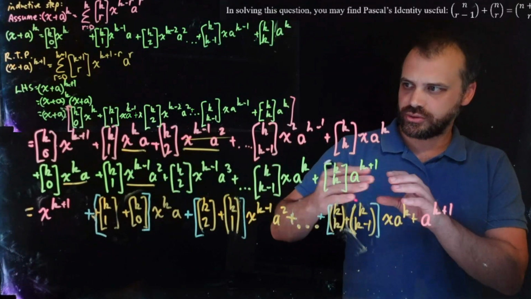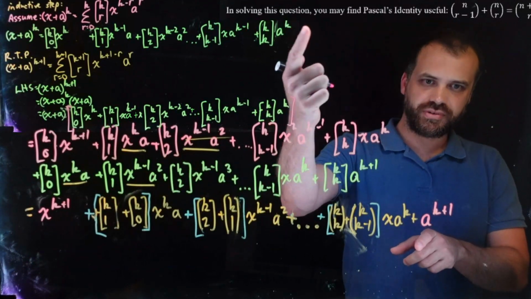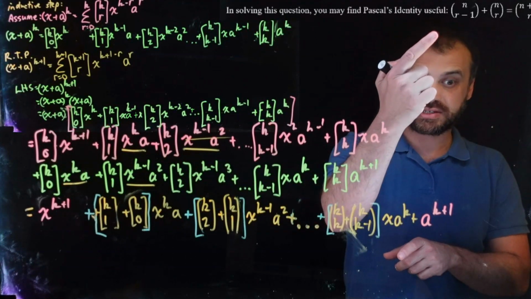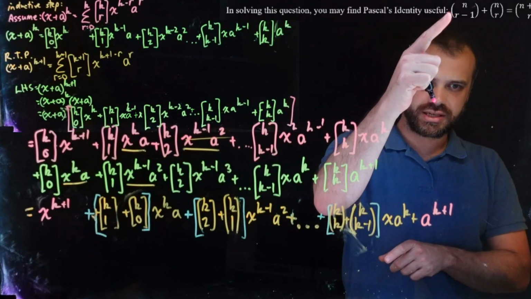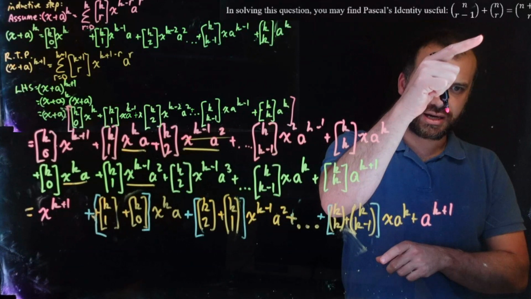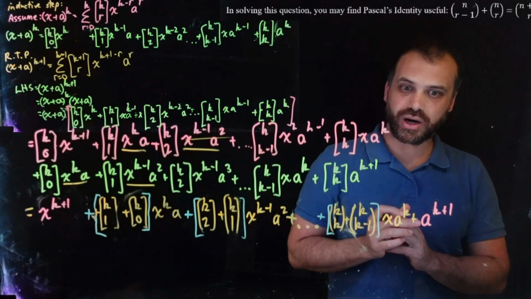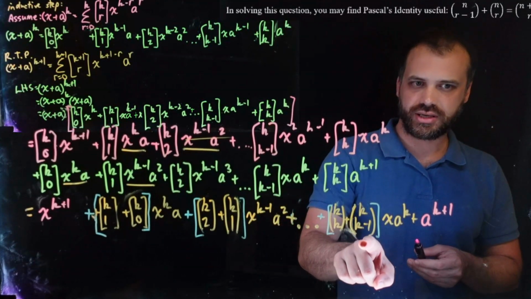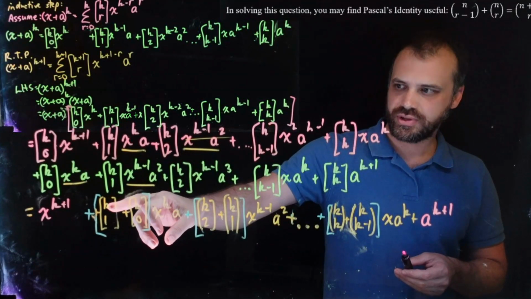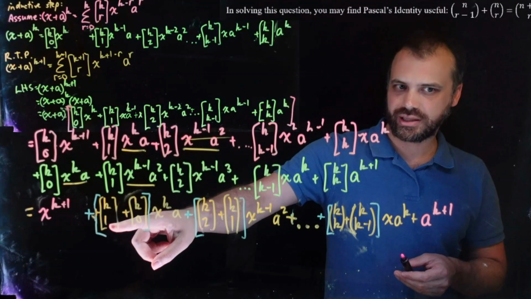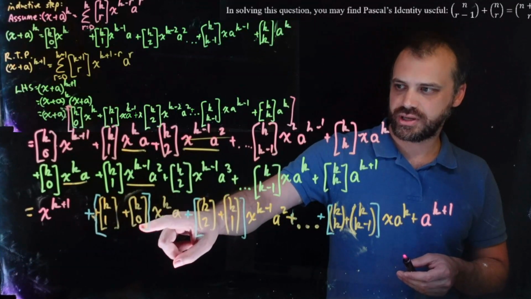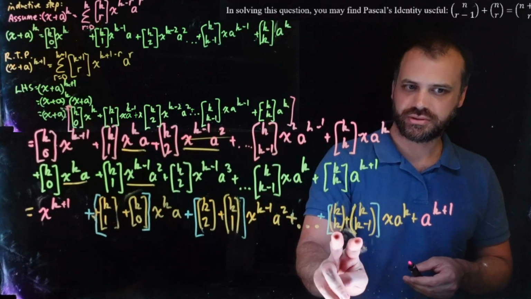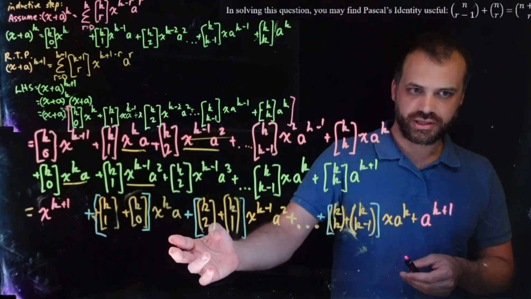Okay, so now that we've done that, this bit of information from the original question: in solving this question, you may find Pascal's identity useful. It says n choose r minus 1 plus n choose r equals n plus 1 choose r. That's what we have all along here. We have something choose 1 less than r plus something choose r, right? So it's kind of reversed. It's in reverse order. But that's what we've got here, right?